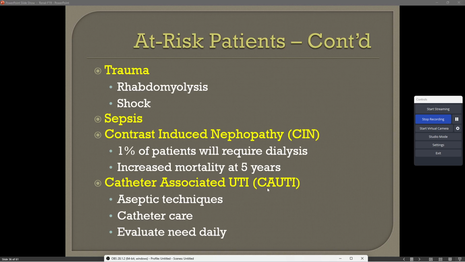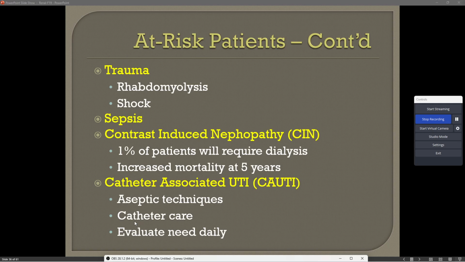CAUTIs, or catheter-associated UTIs. This is why aseptic technique is so important. Catheter care. People don't like doing this stuff, but you've got to do it. You wipe yourself every time you go to the bathroom. You've got a patient sitting there with a catheter inside their urethra from the outside world all day long. You don't think bacteria is propagating in the vaginal canal? You don't think bacteria is propagating in the foreskin or the tissues around the glands? It is. So clean, sterilize, wipe down, and then evaluate the need daily.